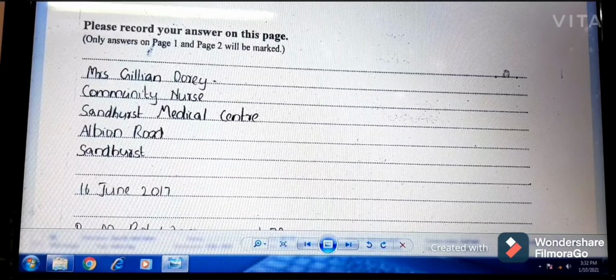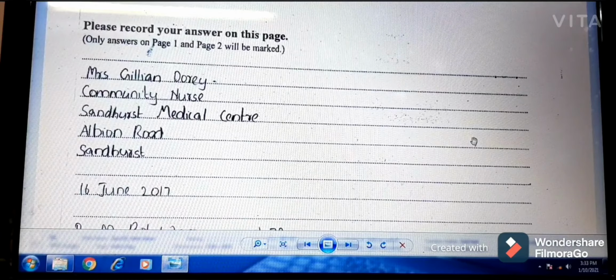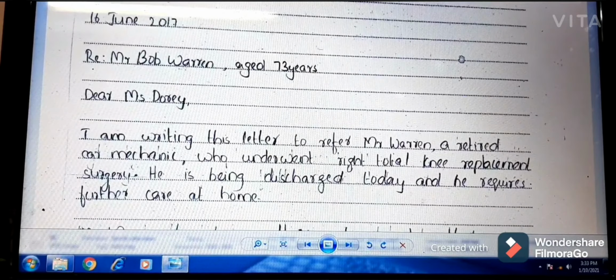On the top left-hand side, you can see the address of the receiver. That is Mrs. Gillian Dory, Community Nurse, Sandhurst Medical Center, Albion Road, Sandhurst. You can see no commas, no full stop at the end of each line. Date, 16th June 2017, that's given in the case note. Then reference, Mr. Bob Warren, age 73 years.